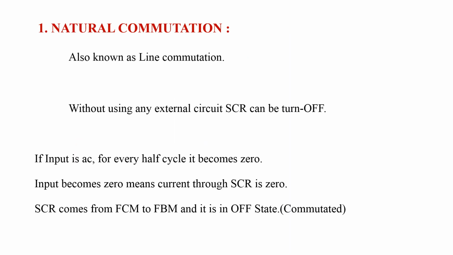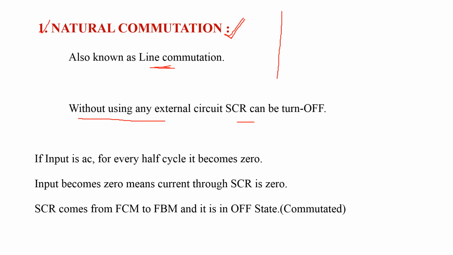Coming to the first method of commutation, that is natural commutation. It is also known as line commutation. The commutation in which SCR can be turned off without using any external circuit is called natural commutation. The concept of natural commutation is very simple.